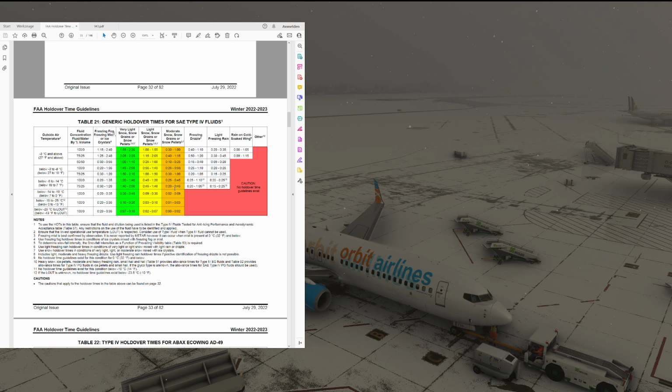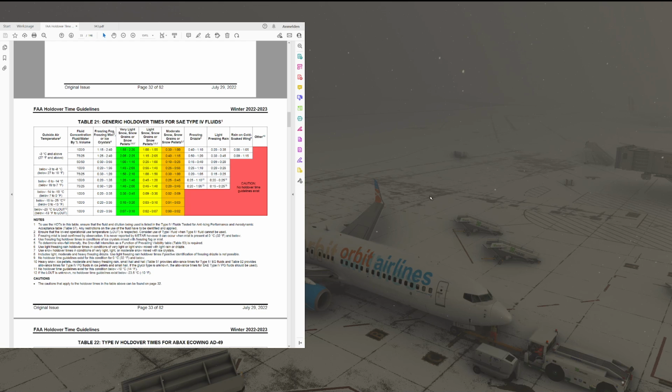Now this would be the moment where we would write down that holdover time guidance, and we would use that to determine the pre-takeoff check later on at the runway. That pretty much concludes the anti-icing procedure that we could follow in Flight Simulator.